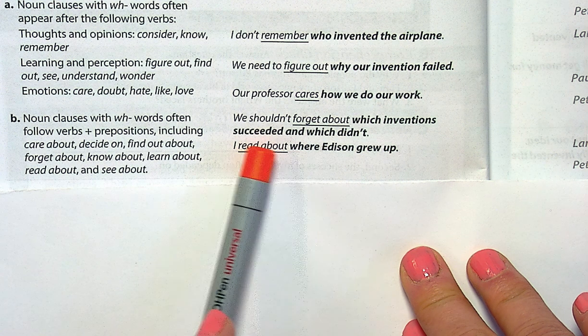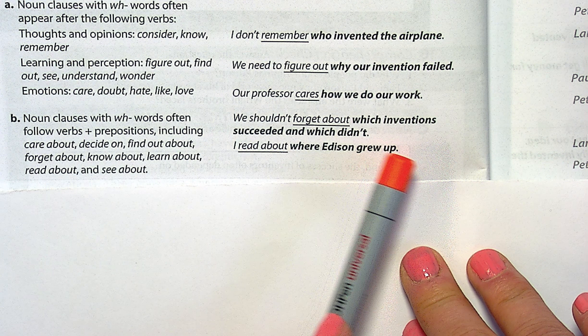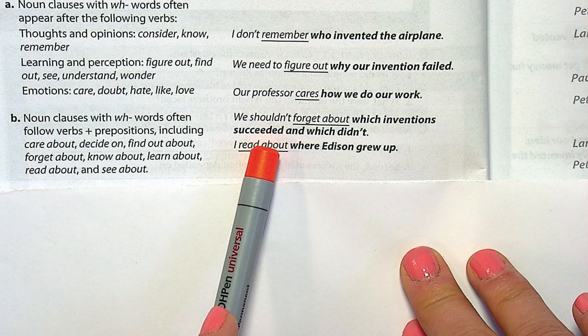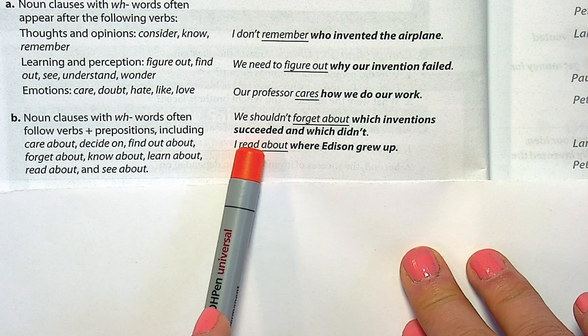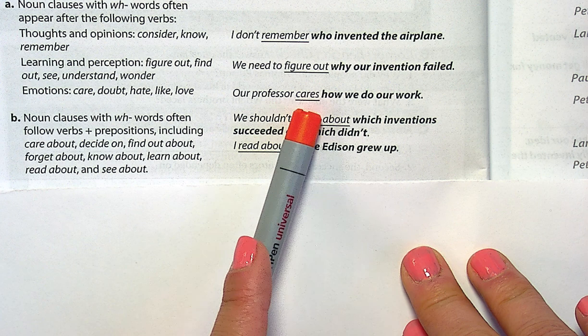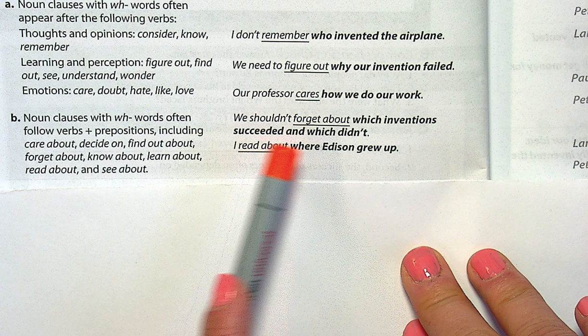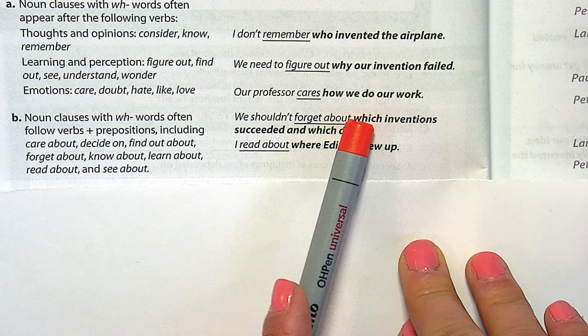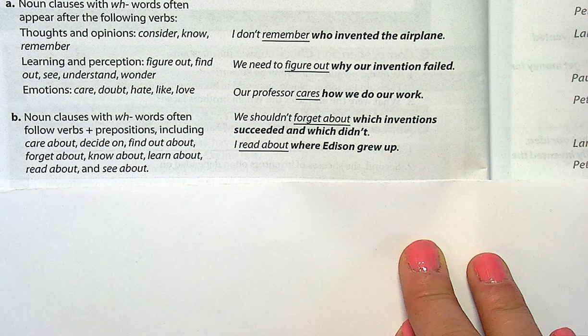I read about where Edison grew up. So this is the object of this preposition, and read about is our collocation, like listen to, depend on, think about. So all of those verbs that have a preposition after them, you can put a noun clause after that preposition.